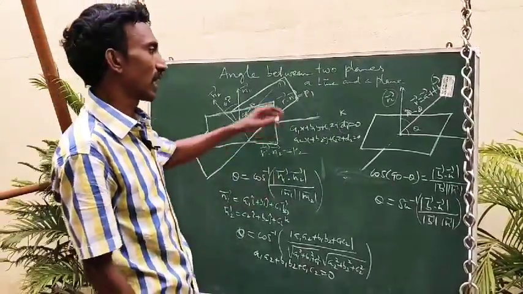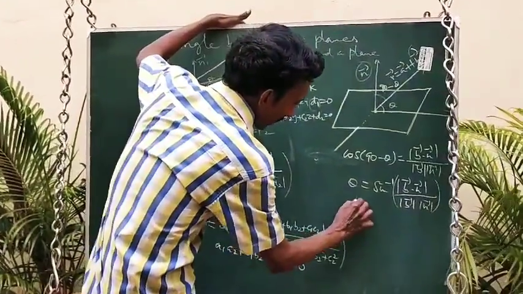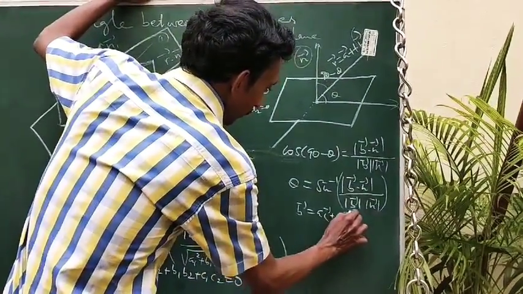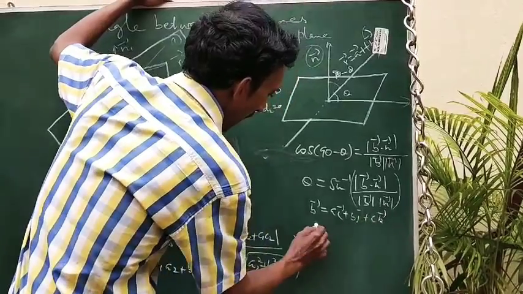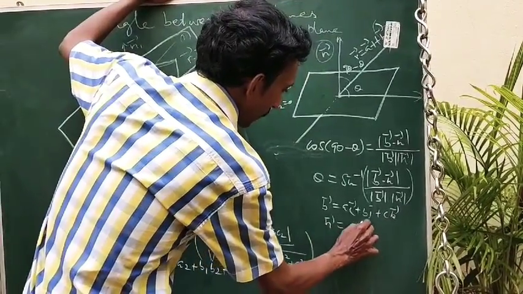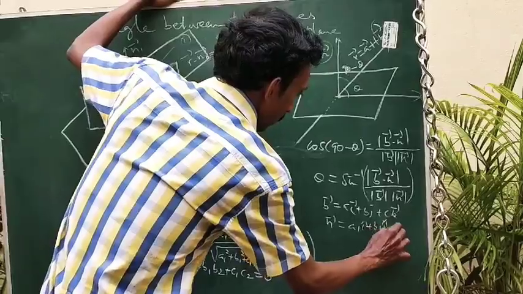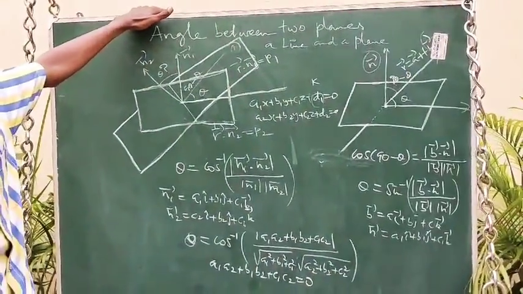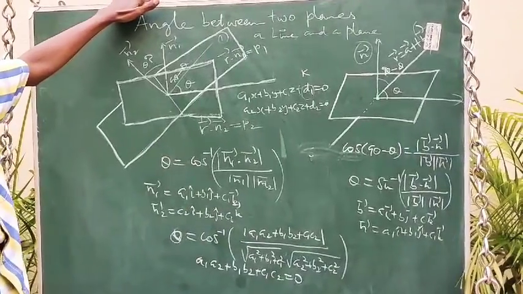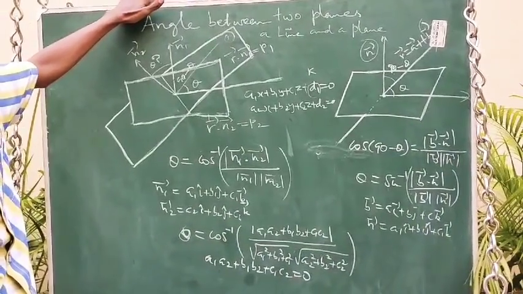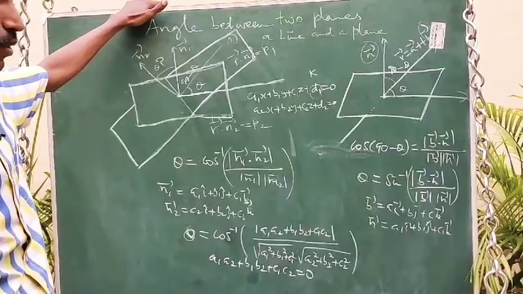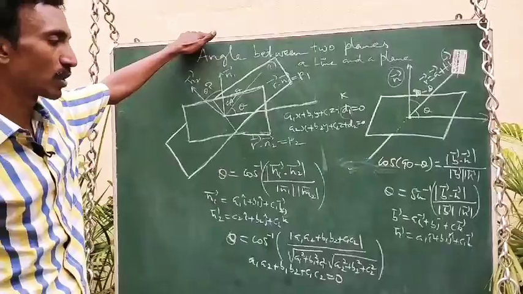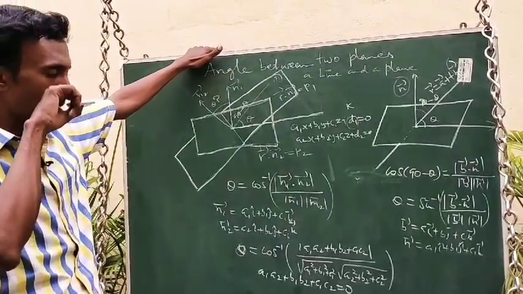Okay. So b vector is some ai plus bj plus ck, and n vector is some a1i plus b1j plus c1k. Then the formula can be written in the Cartesian form. Theta equals sin inverse of modulus of a a1 plus b b1 plus c c1 by root of a square plus b square plus c square into root of a1 square plus b1 square plus c1 square. So remember both the forms.